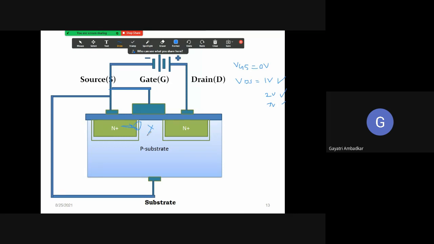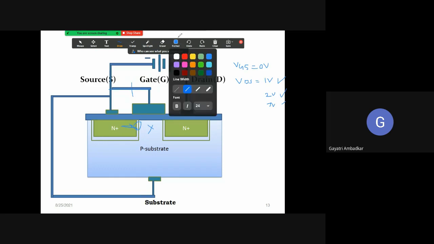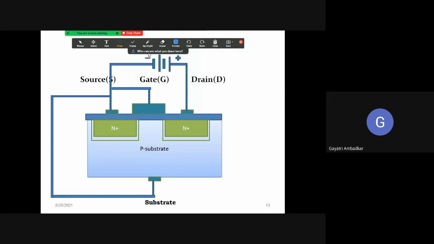Fine. Now, what will we do next? We will make the gate terminal positive. I will make the gate terminal positive. So this is plus, this is minus.